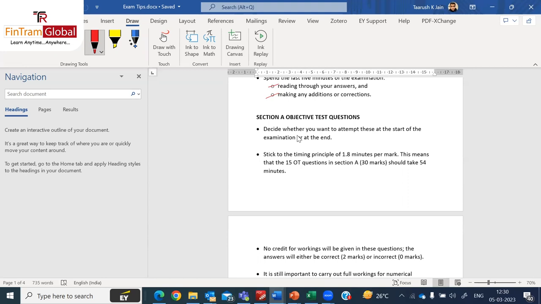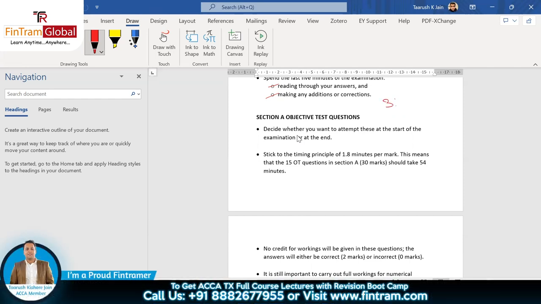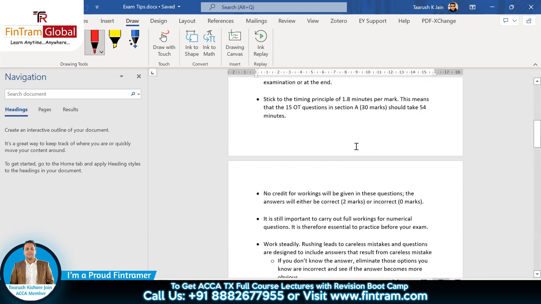But as far as I remember, you get 3 hours 15 minutes, right? 15 minutes is supposedly for reading. So use those 15 minutes for reading each and every question. And then think about whether you want to do the objective test questions first or the computational questions first. I always used to do the objective test questions because I knew this is scoring, this is where my marks will be made. Okay?